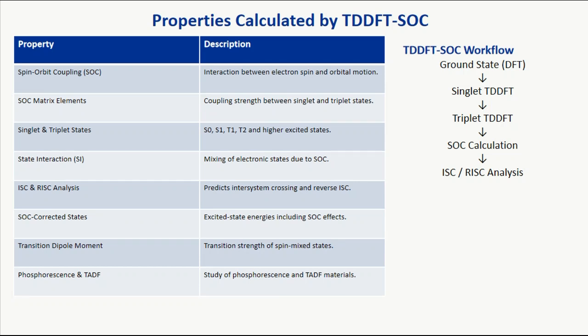Singlet and triplet states, you can see near the ground state, the first excited singlet state and the first excited triplet state, like this. We also look at interactions and ISC and RISC analysis, which predict intersystem crossing and reverse ISC, spin orbit coupling corrected states, transition dipole moment, fluorescence and TADF parameters. So basically we will take one example and one by one I will calculate the TDDFT SOC parameters.